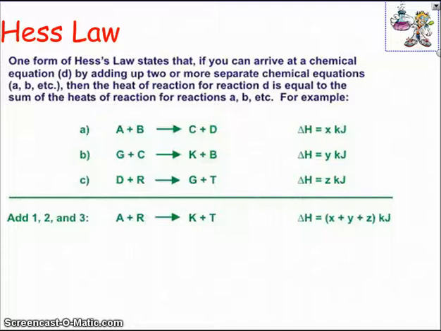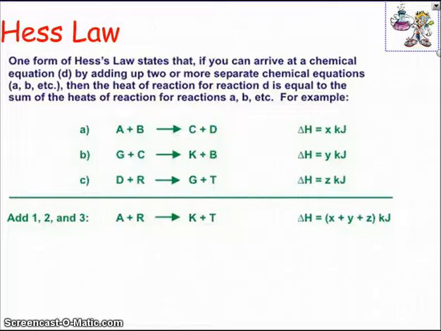Here we have 3 equations. These 3 equations add up to the final equation here. You will notice in the final equation there is only reactants A and R and products K and T. That's because chemicals B, C, D, and G all cancel out.